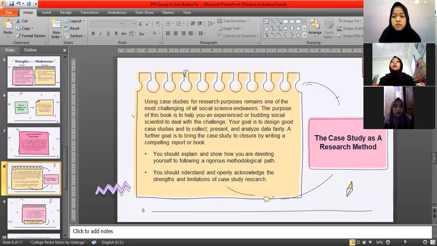Equally important will be a dedication to formal and explicit procedures when doing your research. The second is you should understand and openly acknowledge the strengths and limitations of case study research. Such research, like any other, complements the strengths and limitations of other types of research.